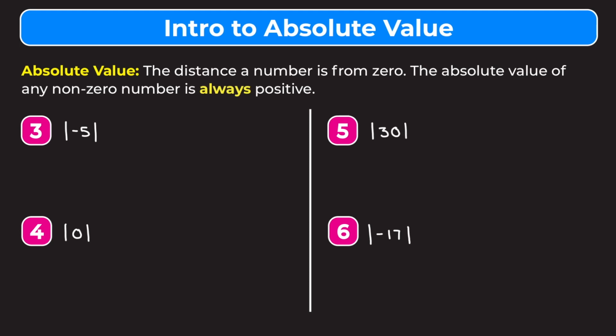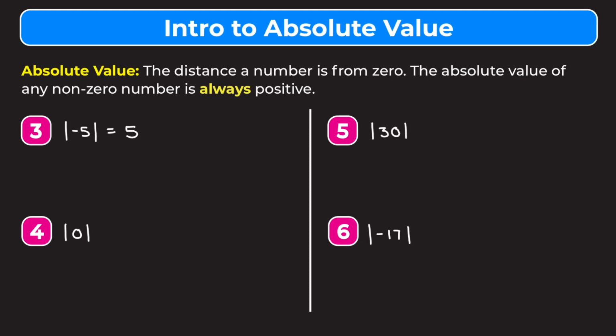So for these last 4 examples, we're not going to draw a number line. We're just going to use the second part of the definition, which says the absolute value of any non-zero number is always positive. So if we take a look at example 3, we have the absolute value of -5. So the absolute value of -5 is just the positive version of that number, so it's just 5.